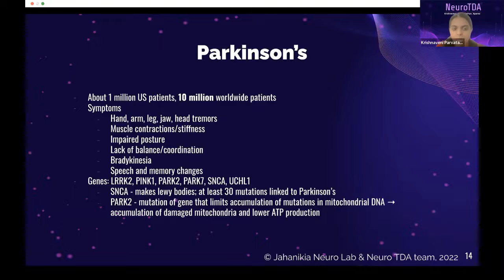There are multiple genes associated with Parkinson's, including LRRK2, PINK1, PARK2, PARK7, SNCA, and UCHL1. And basically, SNCA makes the Lewy bodies, and I talked to you guys about that in the last slide. And there are at least 30 mutations of SNCA that are linked to Parkinson's. And then PARK2 is a mutation of the gene that limits the accumulation of mutations in mitochondrial DNA. And that would cause an accumulation of damaged mitochondria, and that would lower ATP production, which is bad for the cells in the brain.